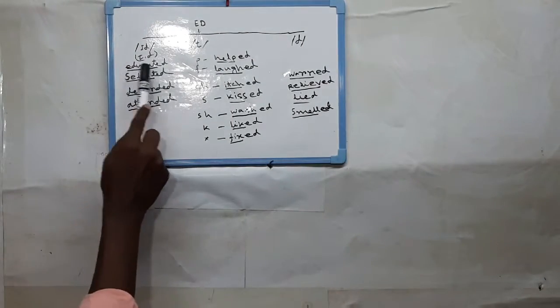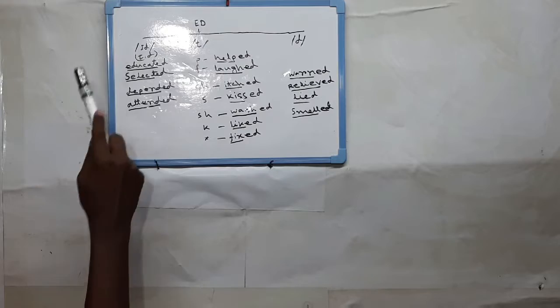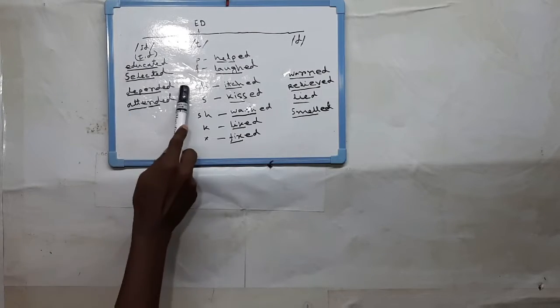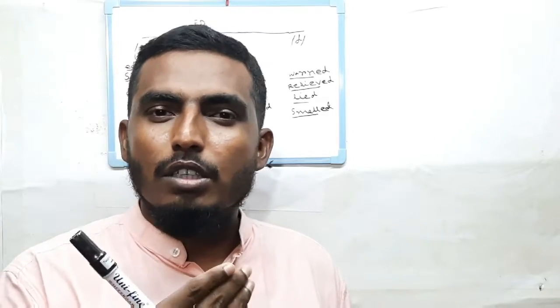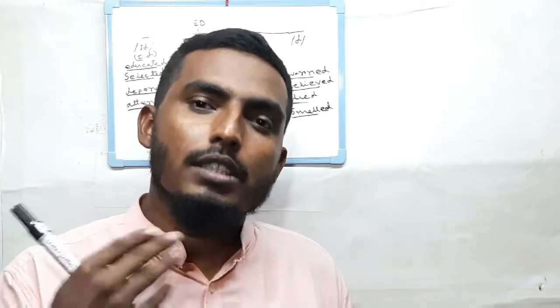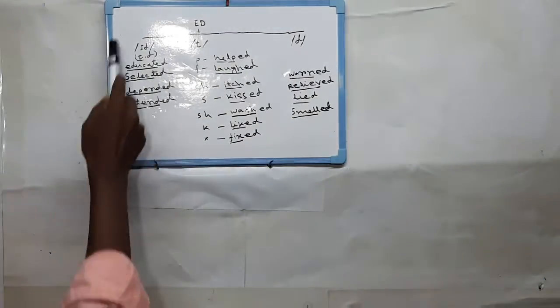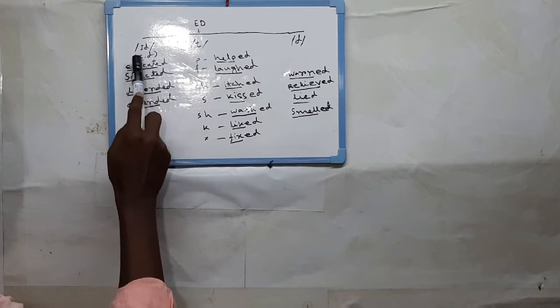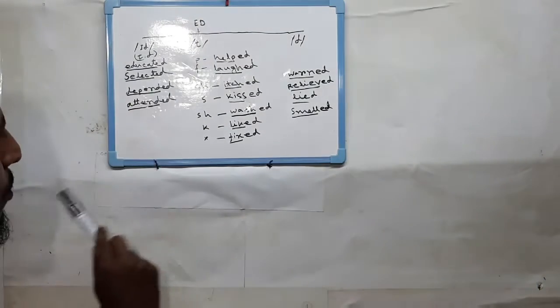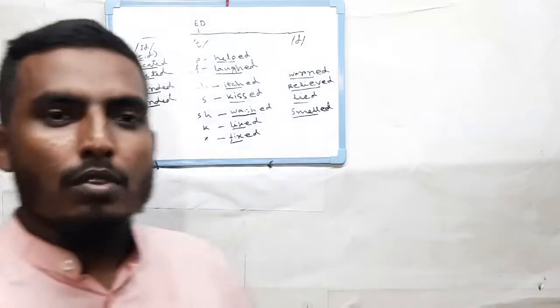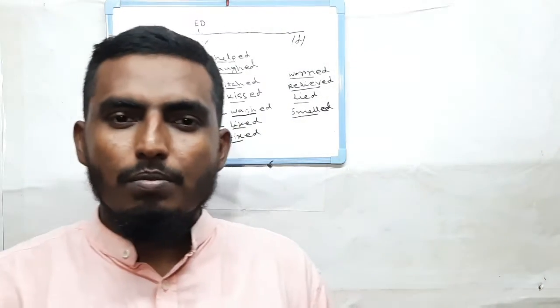So, educate, educated, select, selected, depend, depended, not selected, not educated. We have to pronounce them like educated, selected, depended, attended. I hope you understood this. So, ta and da are sounds, not the letters t and d. This is sound. So, what about the ta sound?